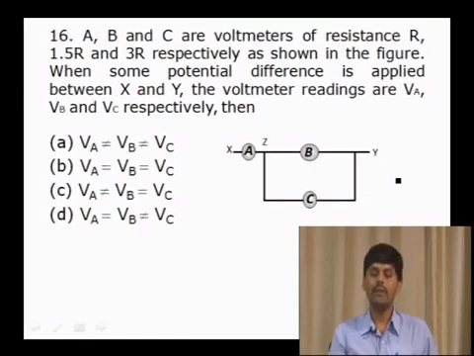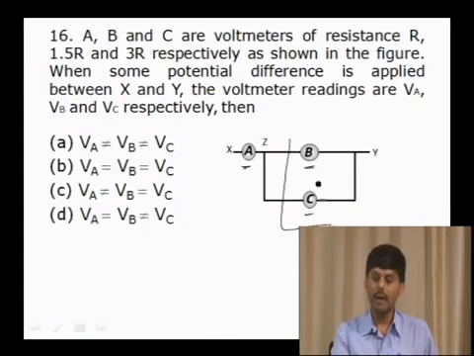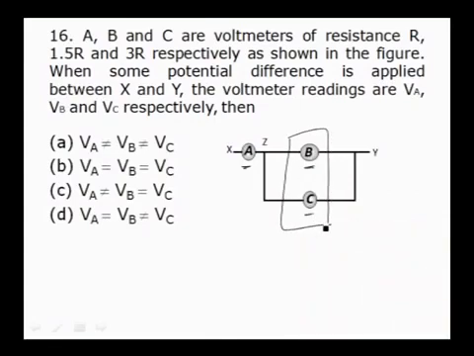Okay. Here they were given the 3 voltmeters. This is the one, this is the second one and this is the third one. These two are connected in parallel. These two are connected in parallel. See, this value according to the problem is 1.5, and this value according to the problem is equal to 3R. They are connected in parallel.